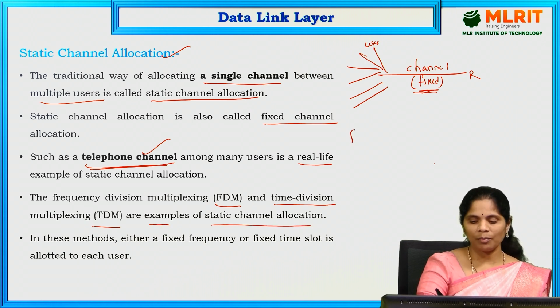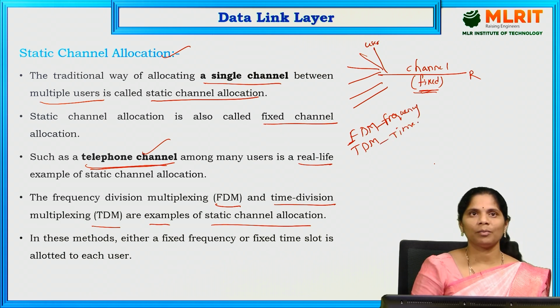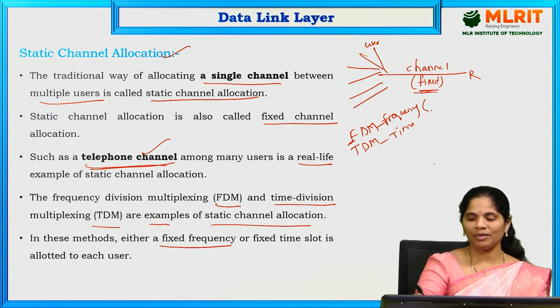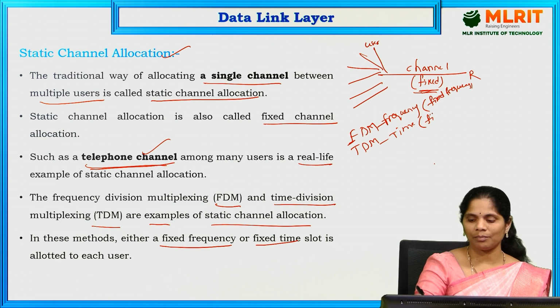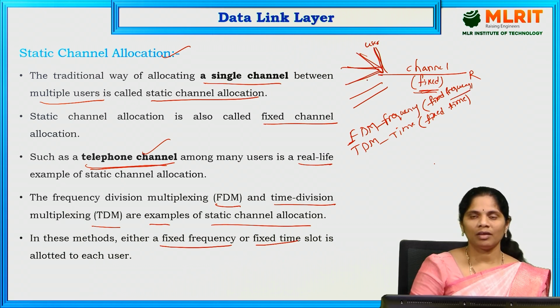How are they examples for FDM and TDM? FDM is talking about the frequency, and TDM is talking about what? Time. These two are also examples for the static channel allocation. In these methods, if it is FDM, a fixed frequency is going to be followed. Coming to time, it has a fixed time. Whenever the channel is allocated, a fixed time is allocated for each and every user. In FDM, we allocate a fixed frequency for each and every device, each and every user. That is FDM and TDM for allocating the channel.